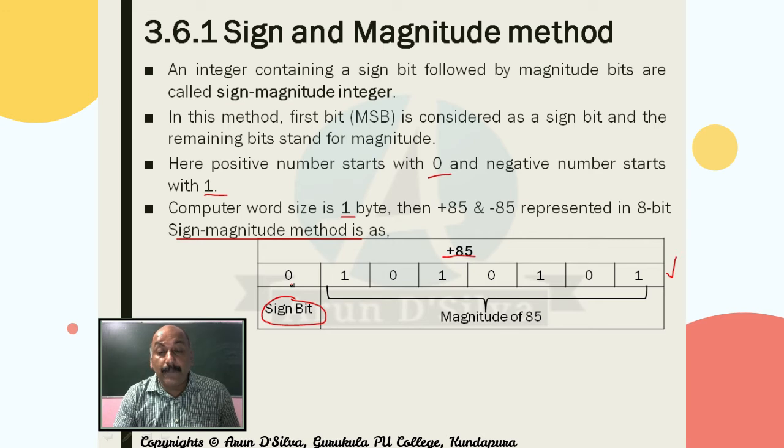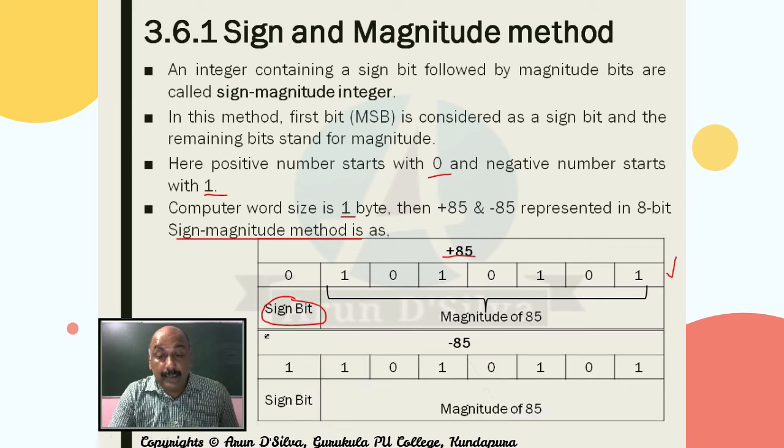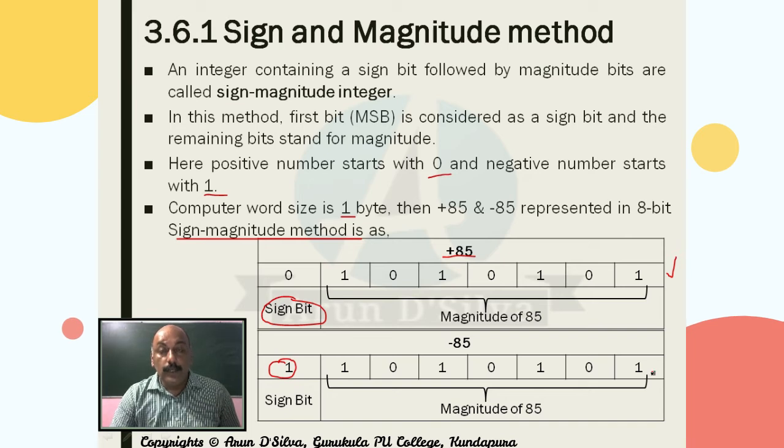Then how do we represent the negative number? This is the way. Here is minus 85. So what is the sign bit value here? 1. So 1 means it is a negative number. The magnitude is the same, the 85 value: 1010101 means 85 in decimal. So that is what I wrote here. This, my dear students, is the sign and magnitude method.